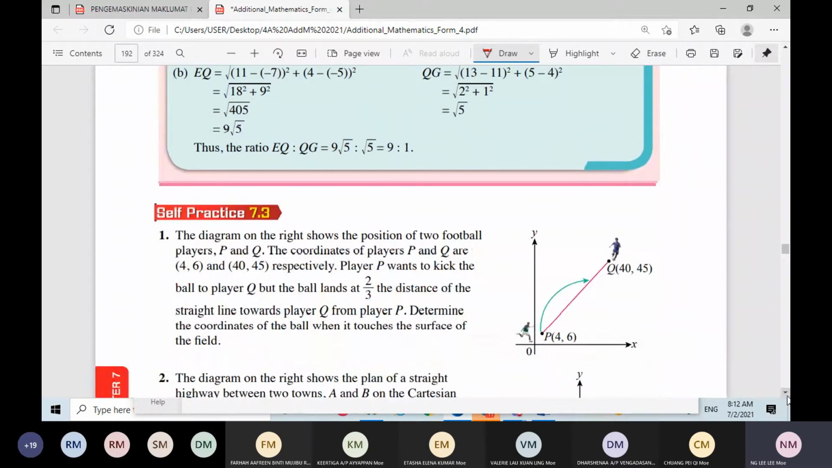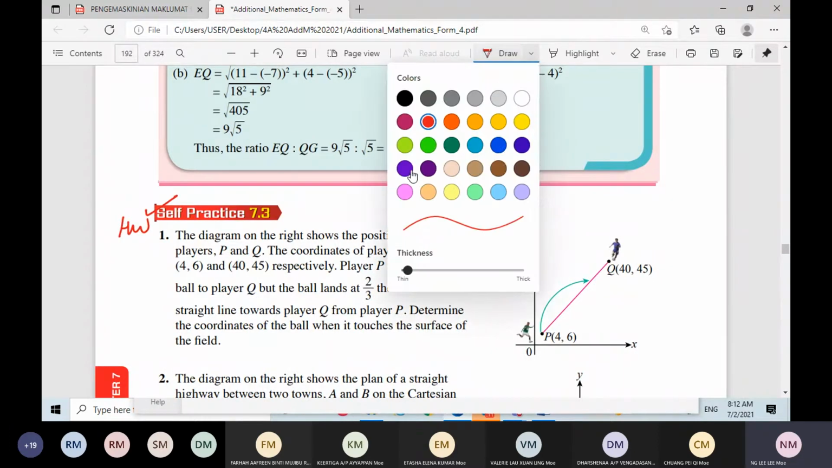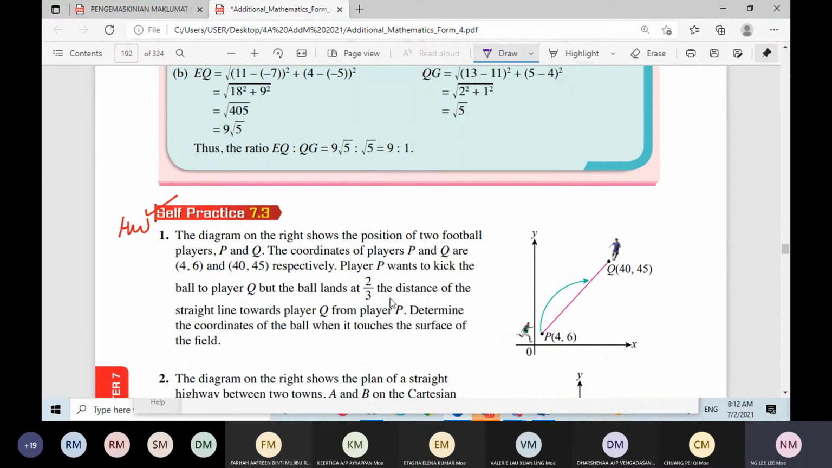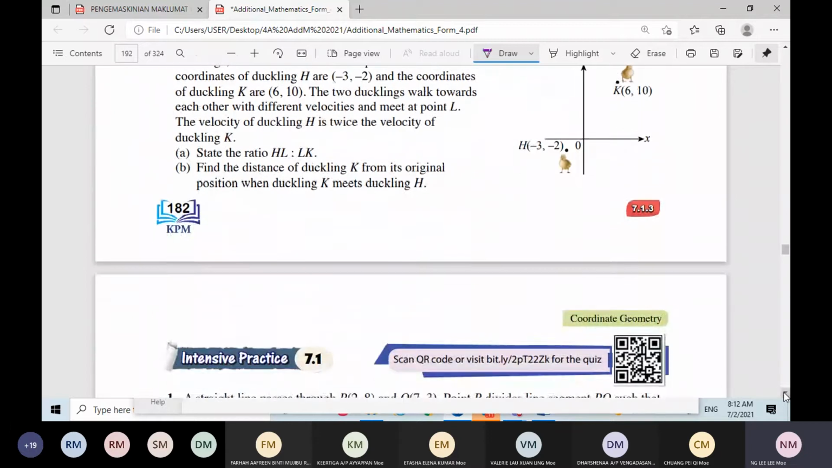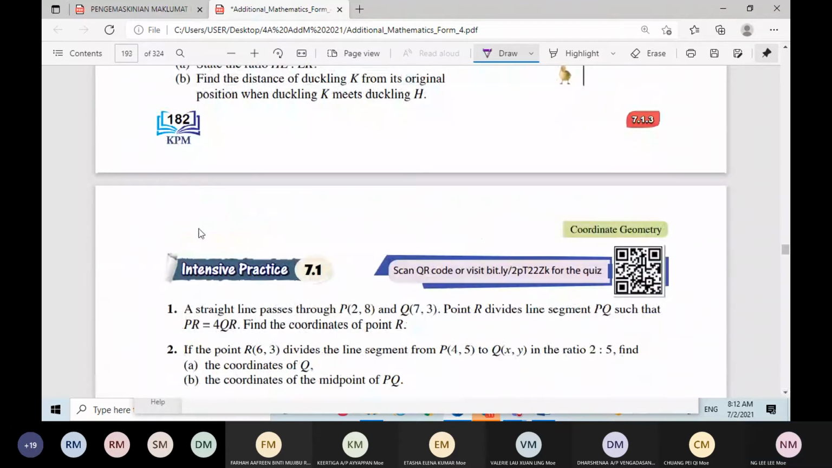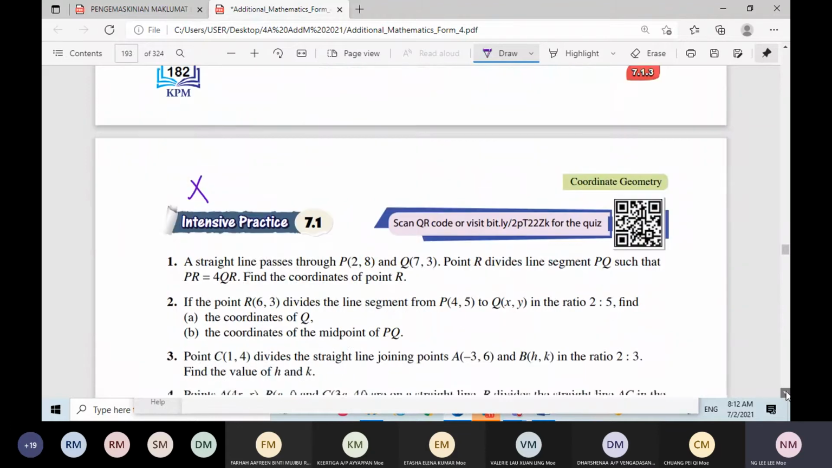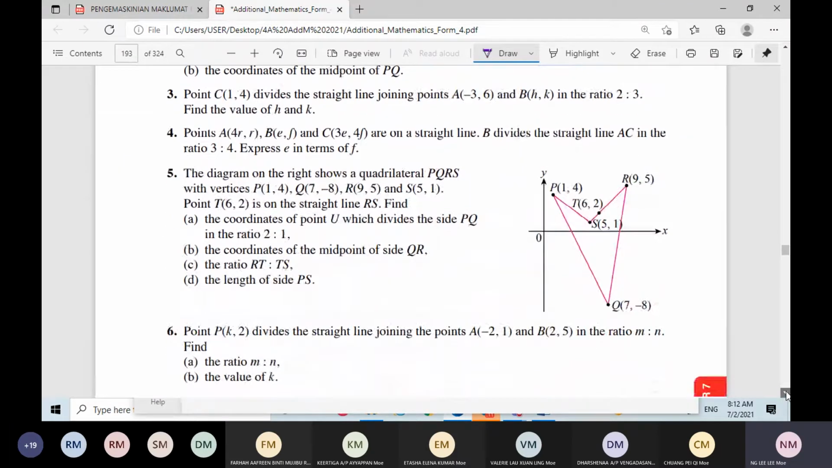Okay, so this is the example. This is today's homework. Before I go to the next subtopic, this one you don't need to do. We can leave it for when we do revision time.